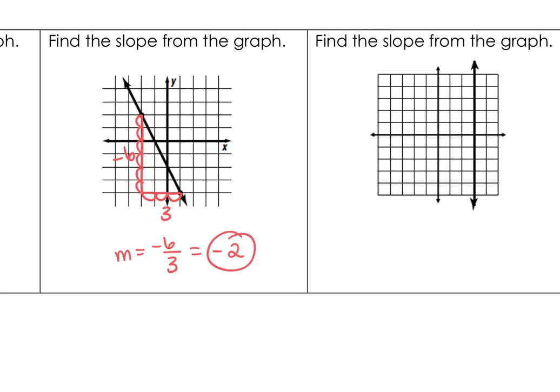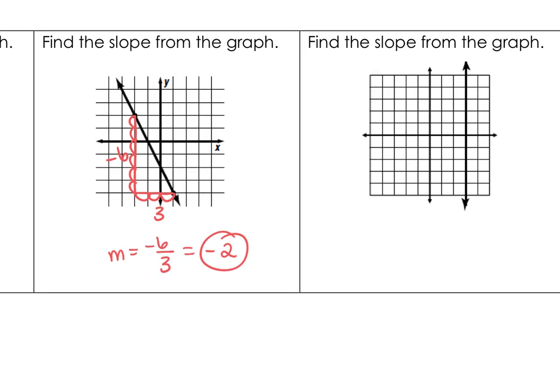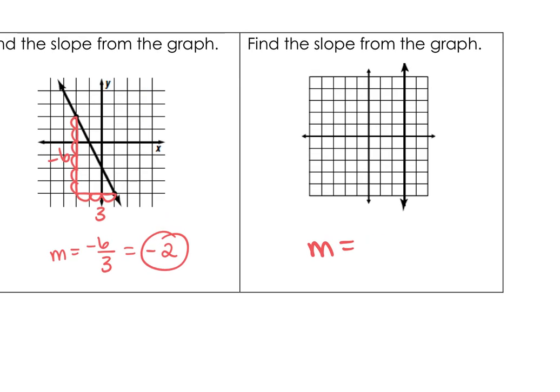Yep. And our last one, nice and easy. Mr. Slope Guy helps us with this last one. It's a vertical line, which means the slope is undefined. Beautiful. Okay.